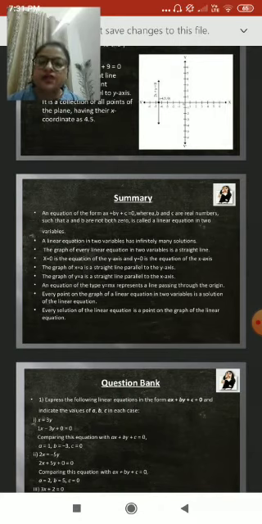x is equal to 0 is the equation of the y-axis, and y is equal to 0 is the equation of the x-axis. The graph of x is equal to a is a straight line parallel to the y-axis, and the graph of y is equal to a is a straight line parallel to the x-axis. The equation of the type y is equal to mx represents a line passing through the origin. Every point on the graph of a linear equation in two variables is a solution of the linear equation. Every solution of the linear equation is a point on the graph of the linear equation.